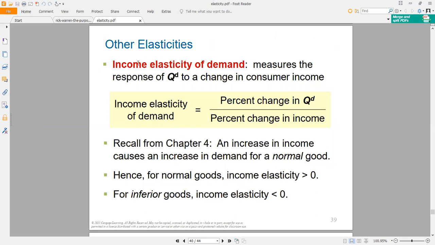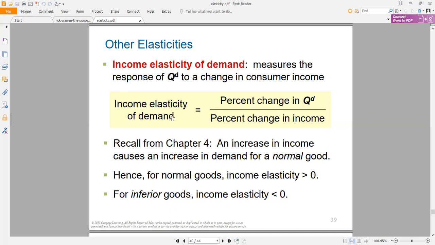All right, these are the other elasticities. We have income elasticity of demand. This one is about how quantity demanded responds to changes in the consumer's income. Mathematically, it's the percentage change in quantity demanded over the percentage change in income. The coefficient can be positive, it can be negative, and you can even get a zero coefficient.